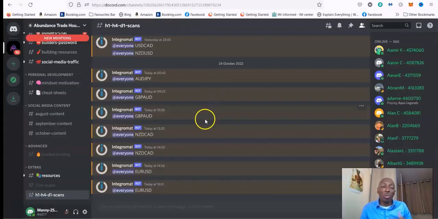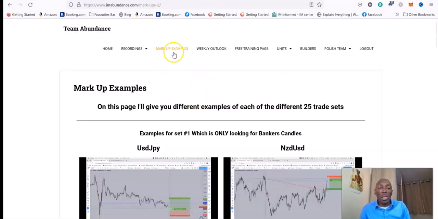I just want to show you our scanner. It's the same sort of thing. It tells you the pairs. And not only tells you the pairs, we show you how we would also trade them. We have something called the weekly outlook. I'll show you it here.